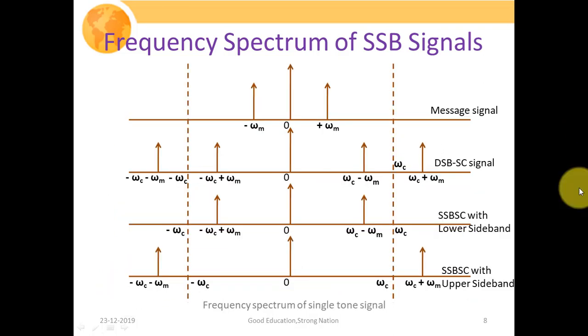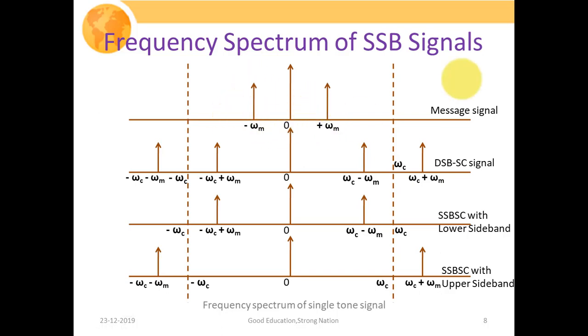This particular figure shows the frequency spectrum of a single tone signal. It means in our message signal we will have only a single frequency component, which has been given as omega m. Here we are using the term omega m as the angular frequency. We could also write omega m is equal to 2 pi fm, where fm is the maximum frequency component. Since it has only a single frequency component, it is shown by this particular arrow, whose negative frequency part is given by this other arrow.